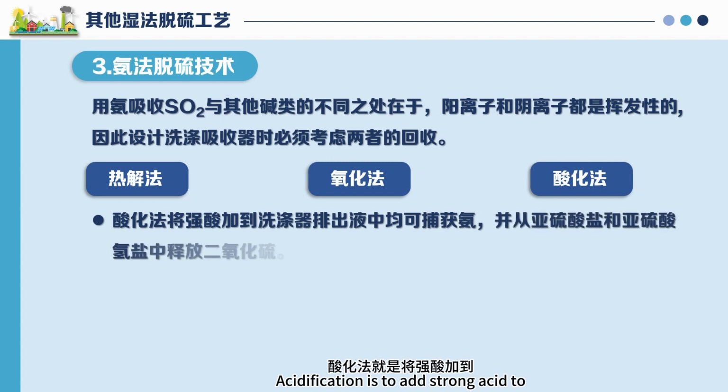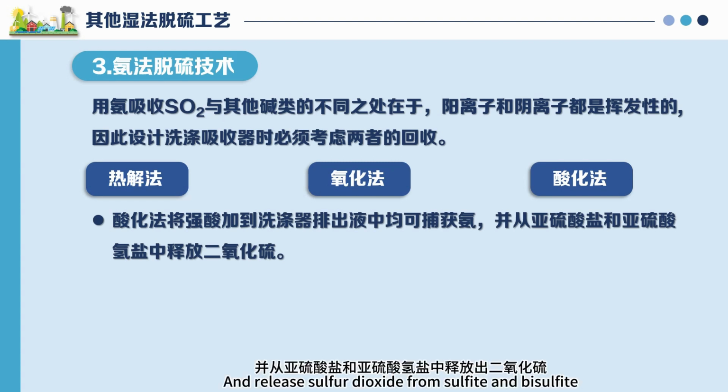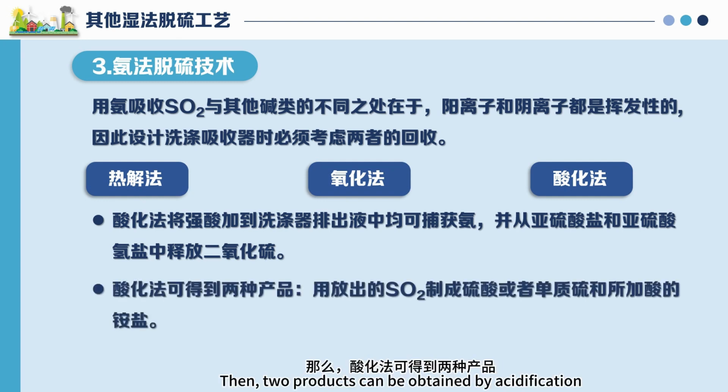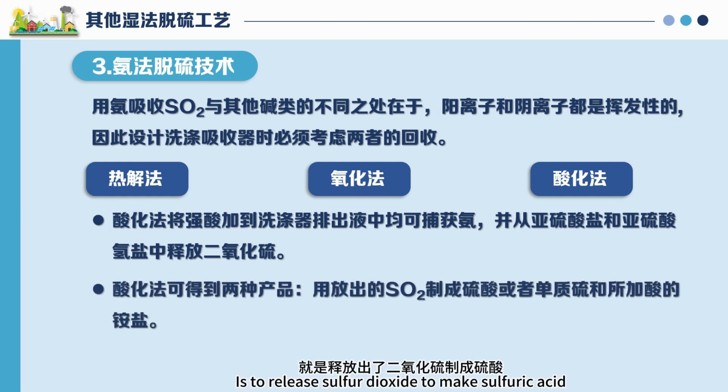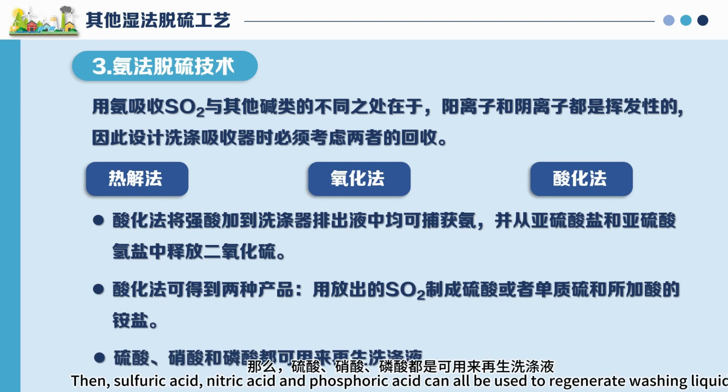Acidification is to add strong acid to release sulfur dioxide from sulfite and bisulfite. Then, 2 products can be obtained by acidification. One is to release sulfur dioxide to make sulfuric acid; the other is the ammonium salt of elemental sulfur and the added acid. Then, sulfuric acid, nitric acid and phosphoric acid can all be used to regenerate washing liquid.